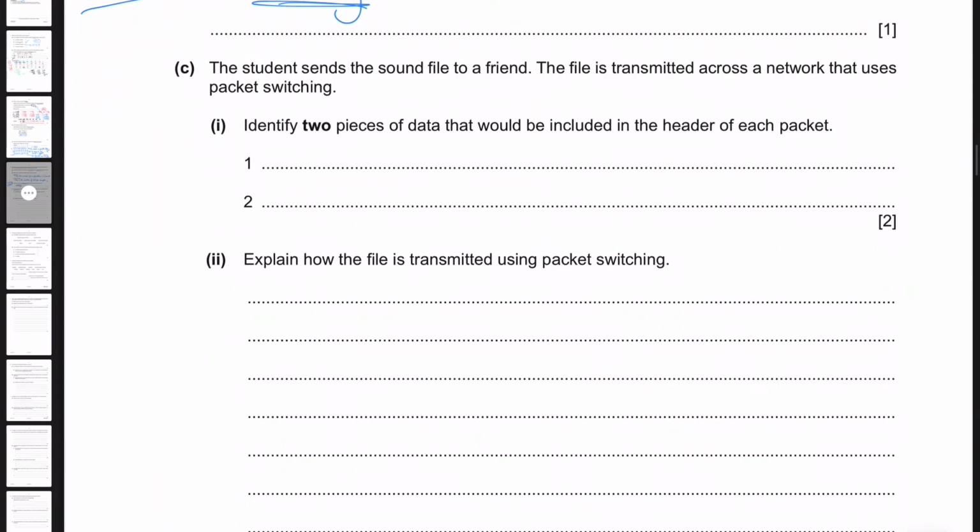The student sends a sound file to a friend. The file is transmitted across a network that uses packet switching. Identify 2 pieces of data that would be included in the header of a packet. The header of a packet.